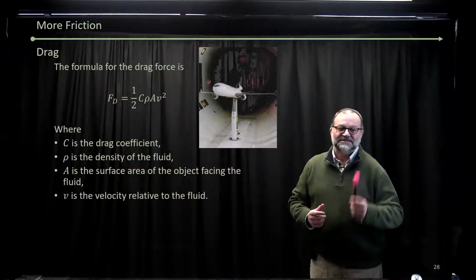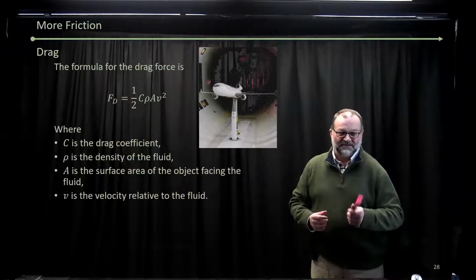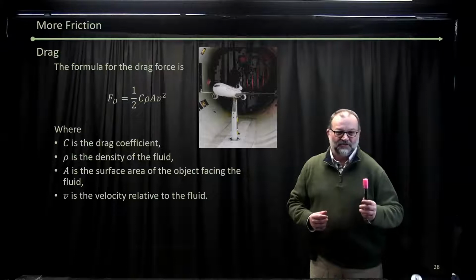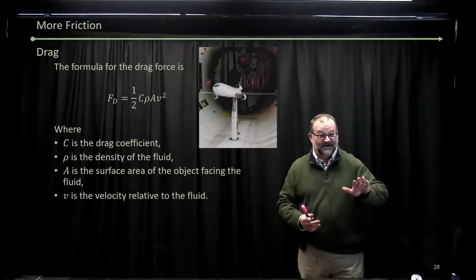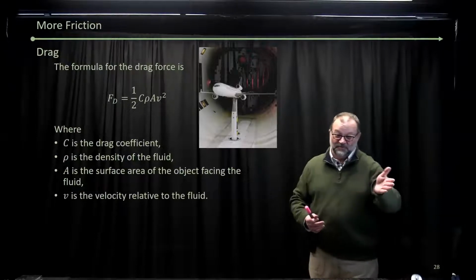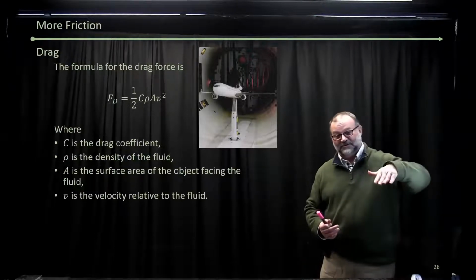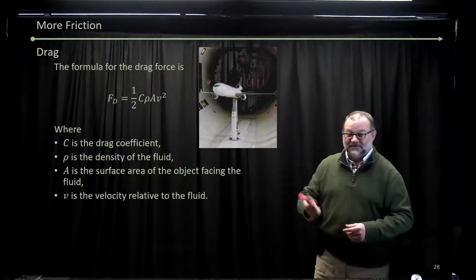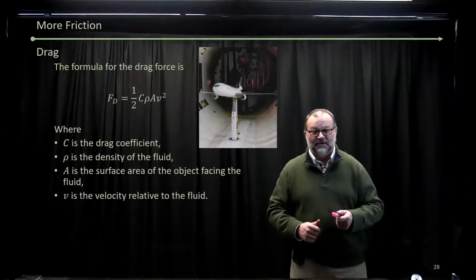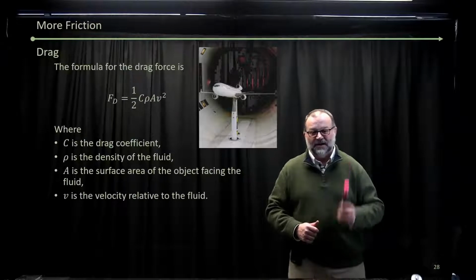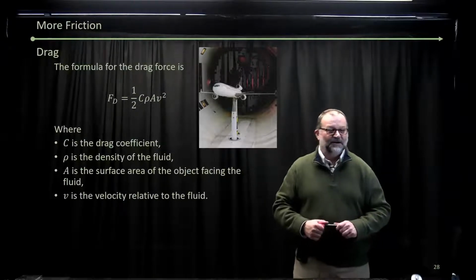A is the surface area of the object facing the fluid. So whatever your surface area is facing the fluid. As you know, flying an airplane, that's not a constant, and your velocity vector and your surface area change. V is the velocity relative to the fluid. It doesn't matter what your ground speed is, your airspeed is what matters.